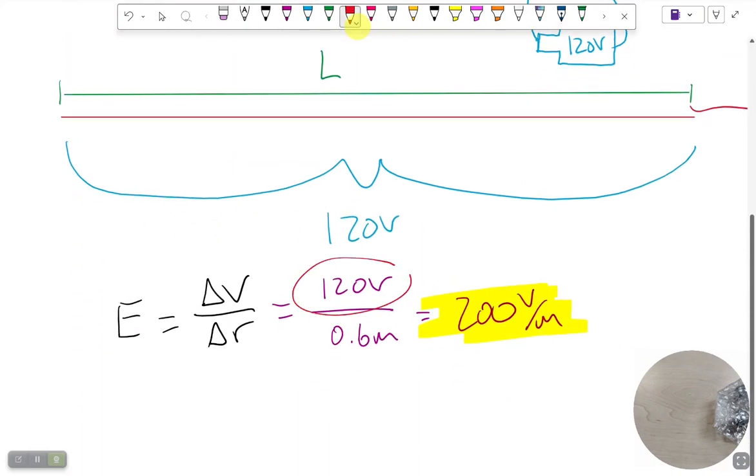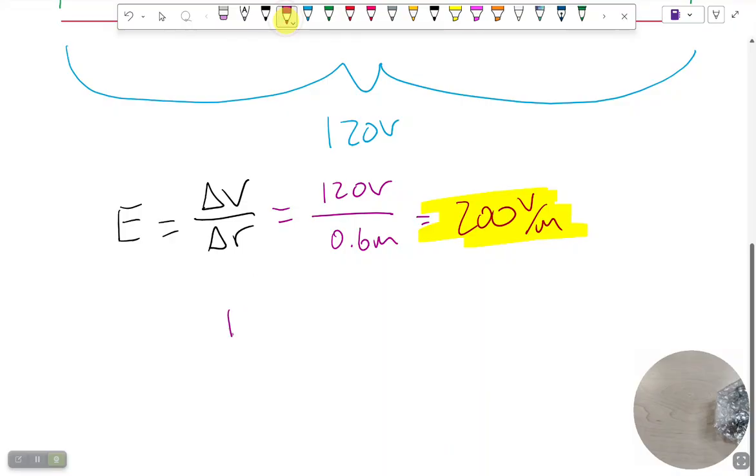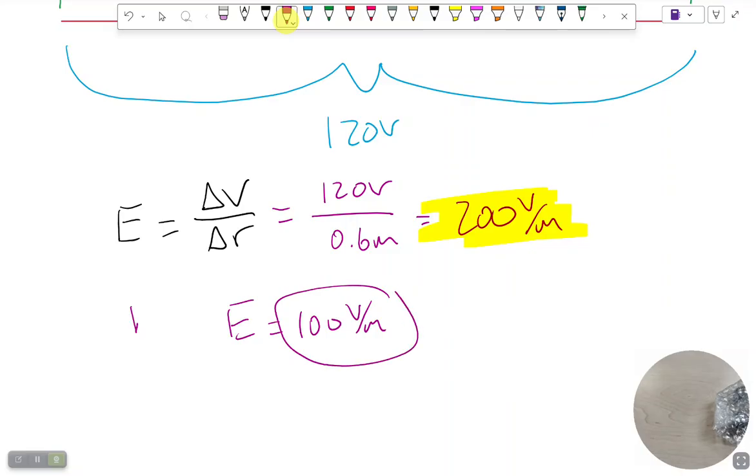Well, it's still 120 volts, but now the length becomes double. Basically, it's going to reduce this by 2, because the length is going to be 1.2 now instead of 0.6. So the electric field then becomes 100 volts per meter. So that's part B. The previous one was part A.